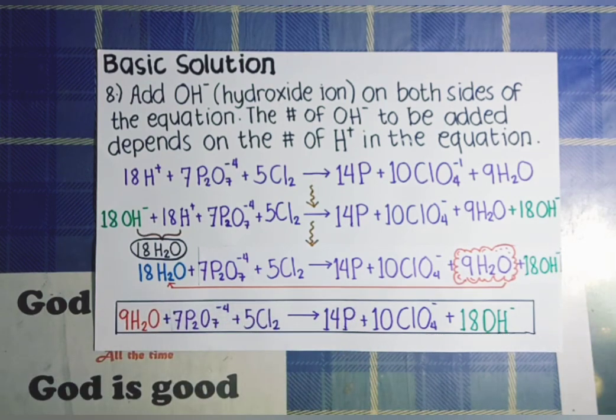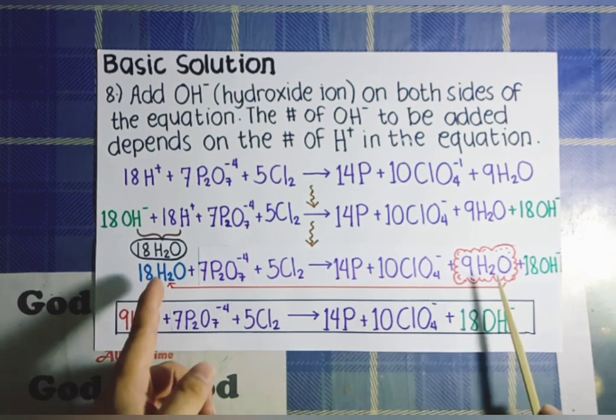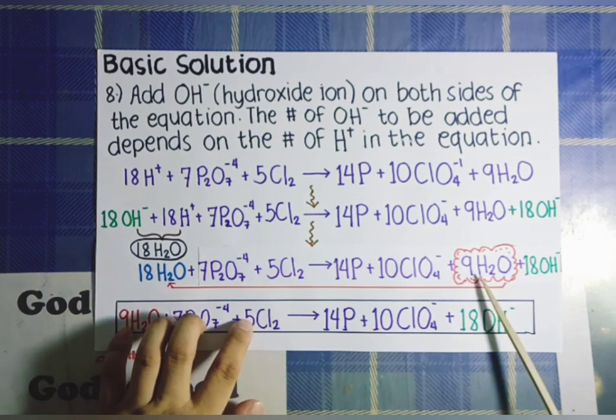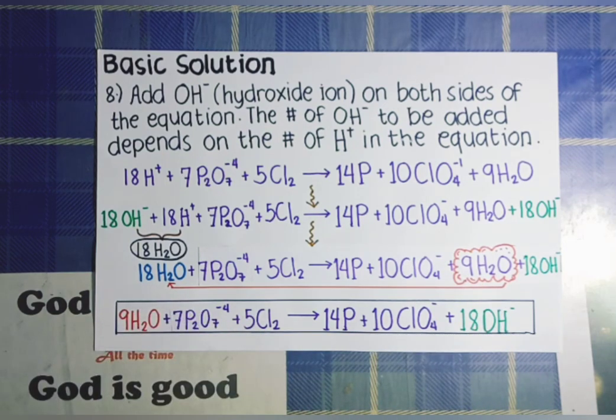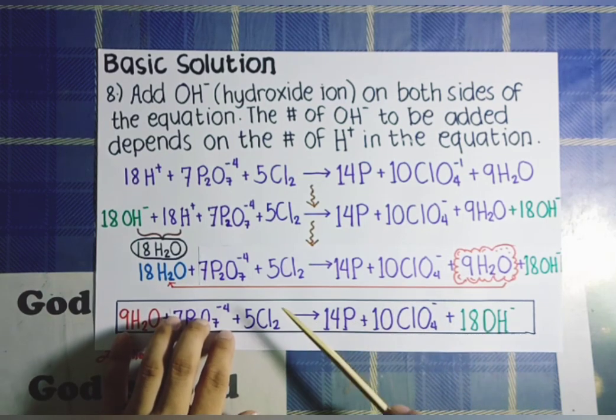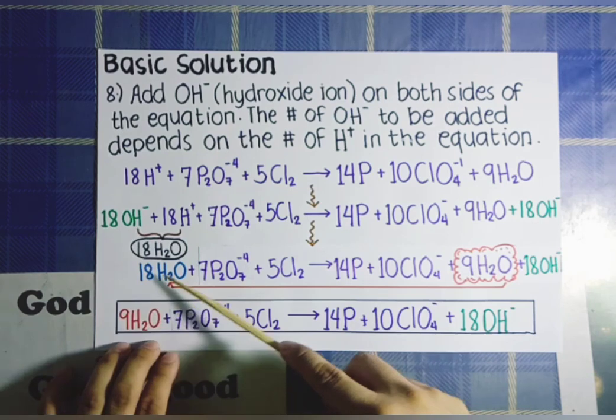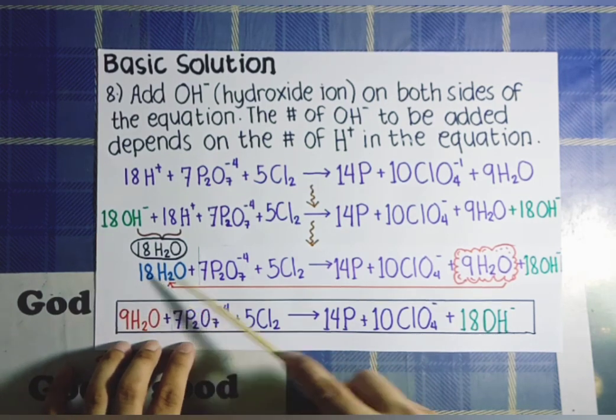Now obviously in both sides of our equation we have water molecules. Now what are we going to do here? We are just going to subtract them. So that's 18 minus 9 and that's 9 water molecules. Now the question is, where are we going to put those 9 water molecules? The side with more water molecules will be the side where we are going to put those 9 water molecules. Again, 18 minus 9 is 9, and the side with more water molecules is this side. Therefore, we have here 9 water molecules.